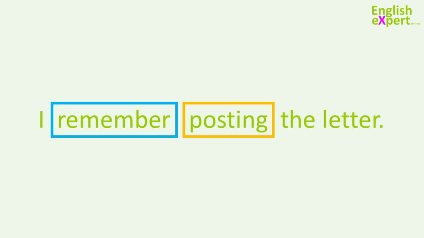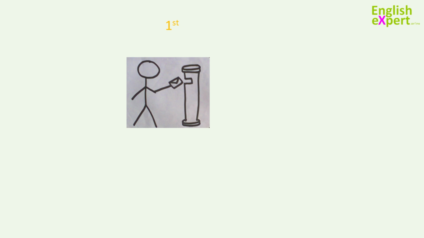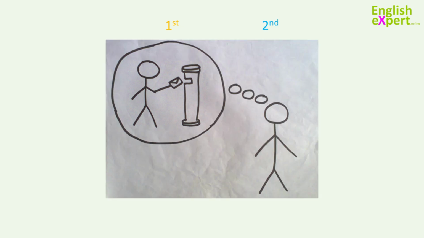Which action happens first and which action happens second? The action which happens first is posting. The action which happens second is remember. So, first, I posted the letter. Then later, because I'd posted the letter, I was able to remember this event. I remember posting the letter.